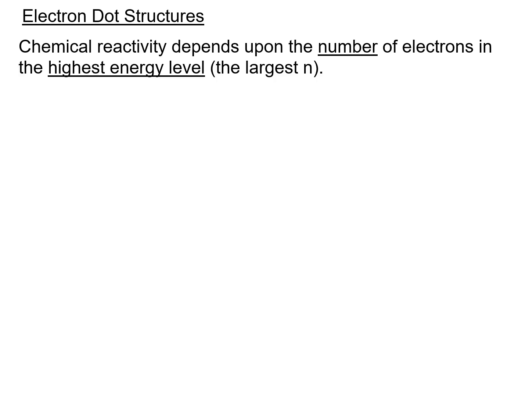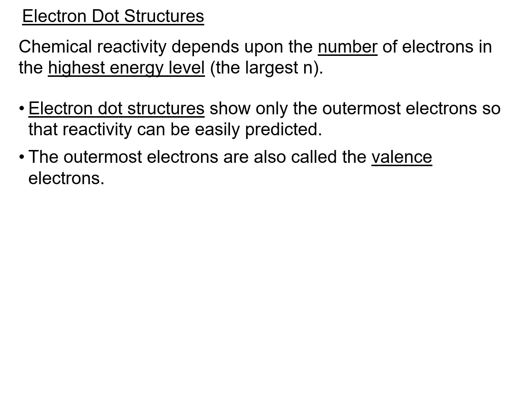All right, so electron dot structures. We did a little bit of this when we were talking about the Bohr model to begin with back in the first unit. And the reason why electron dot structures are important is because they show the electrons that are available to chemically react, to participate in forming bonds and reactions. So those electrons in the highest energy level are the ones that do that. They're called the valence electrons.